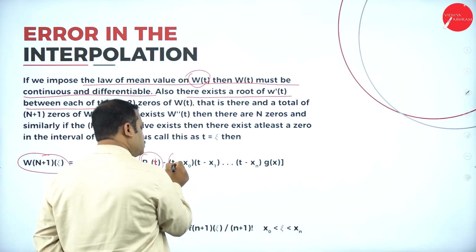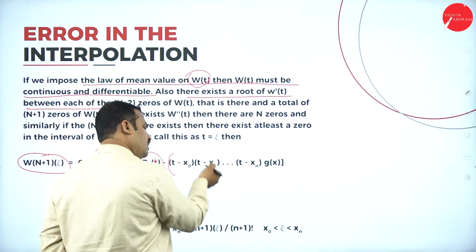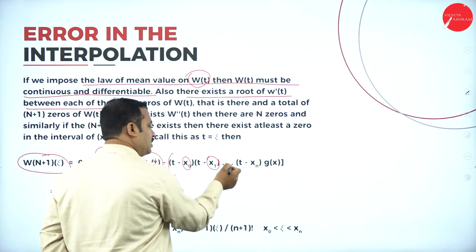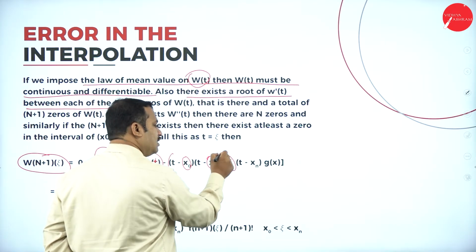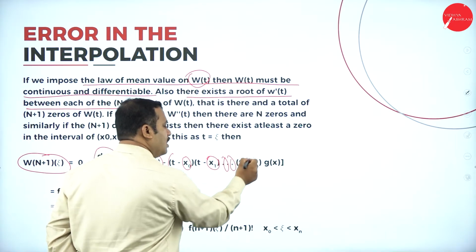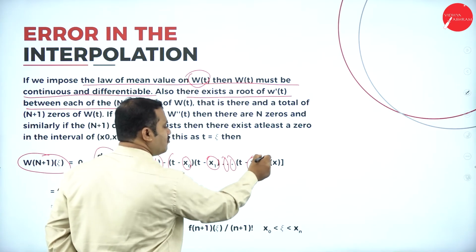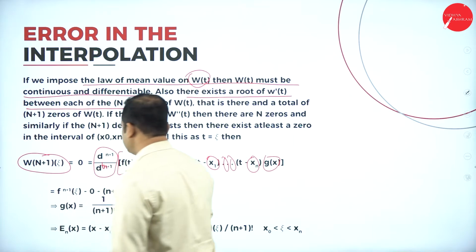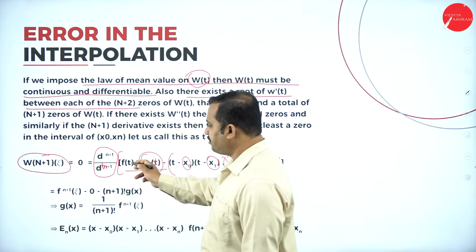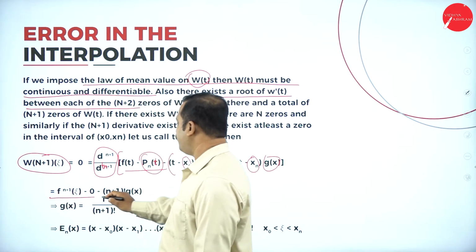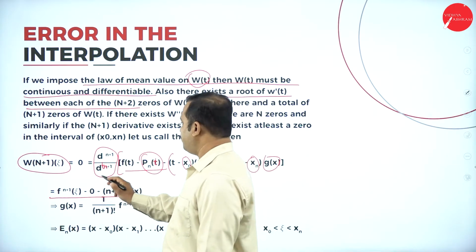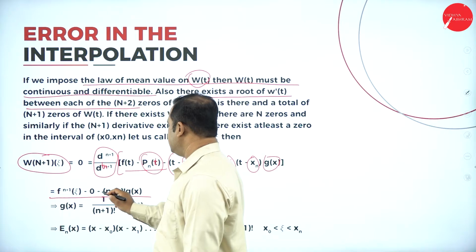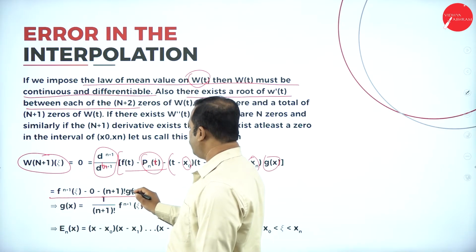If that is the case, in place of x I have t, in place of x0 I have the same thing, that is error in 0th degree, error in 1st degree, error in 3rd degree, error in 4th degree, and so on up to error in nth degree, followed by g of x. So we have the formula like this. If I further simplify this, I will be left with f^(n+1) of zeta minus 0. If I bring this to this side, this becomes (n+1) factorial of g of x.